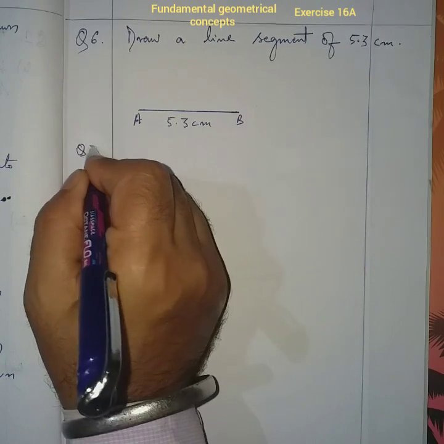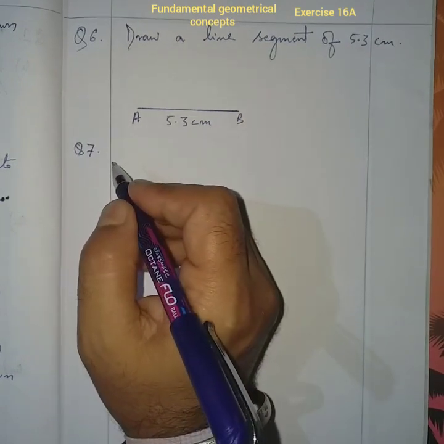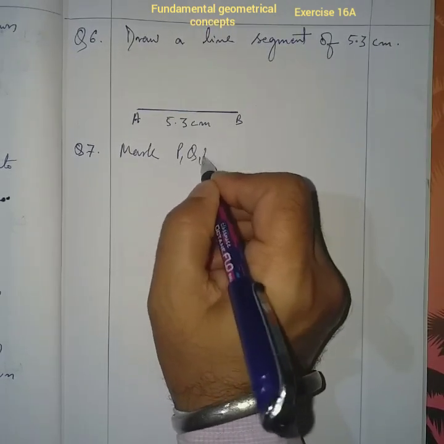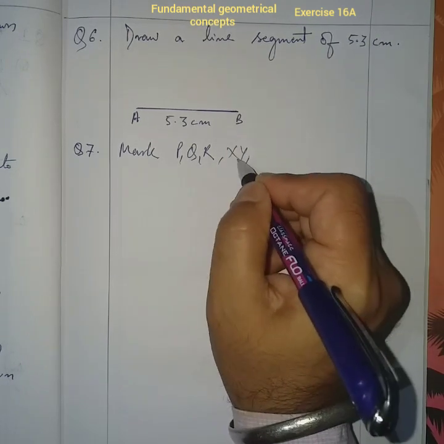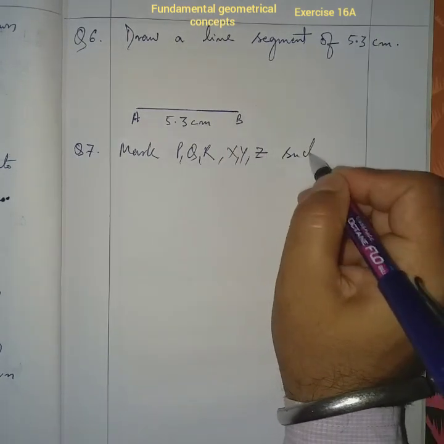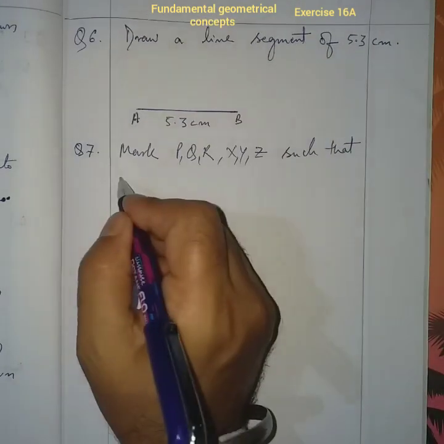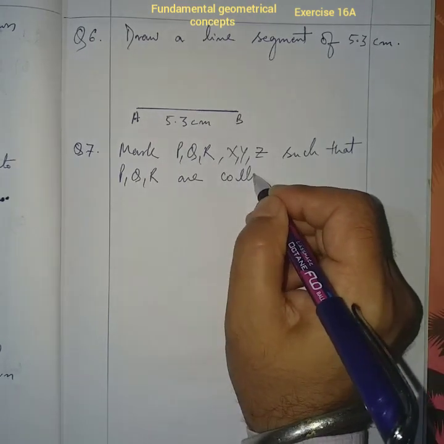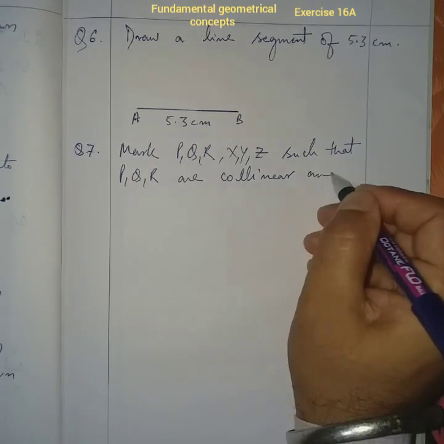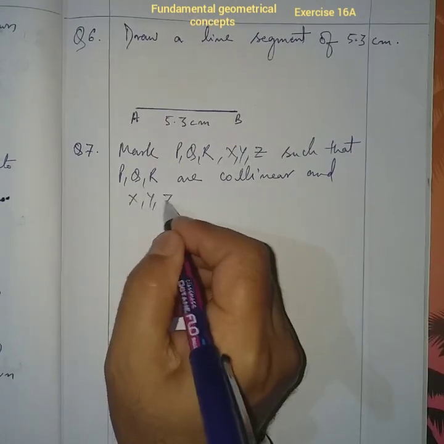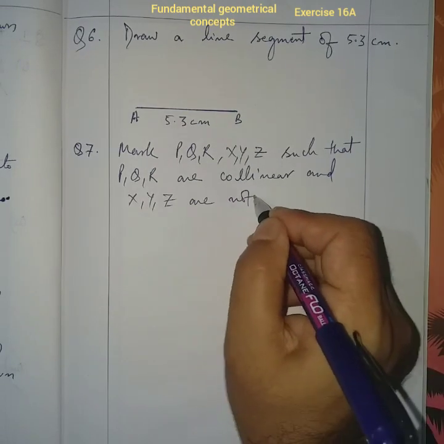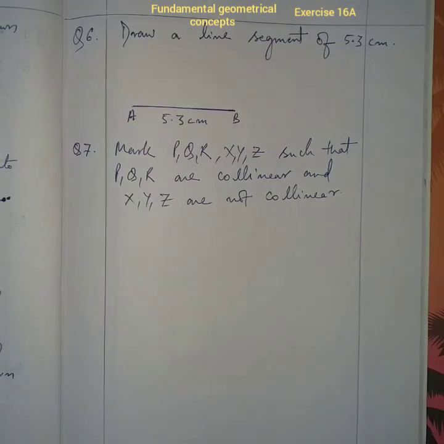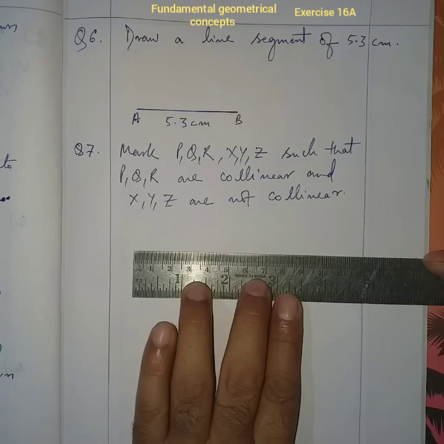Question number 7. Mark P, Q, R, X, Y, Z such that P, Q, R are collinear and X, Y, Z are not collinear. Very simple. Okay. Collinear, you know, only points lying on the same line.